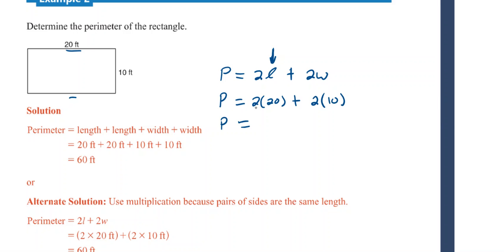And then solving this a little farther, 2 times 20 is, you guys know this one? 40. Yep. Plus 2 times 10 is 20. So we get a perimeter of 60. And then don't forget to write feet.